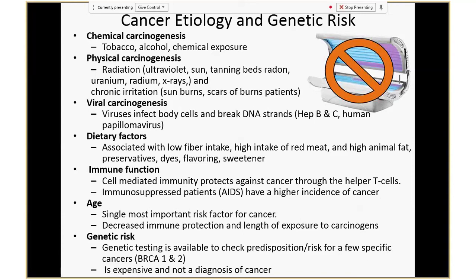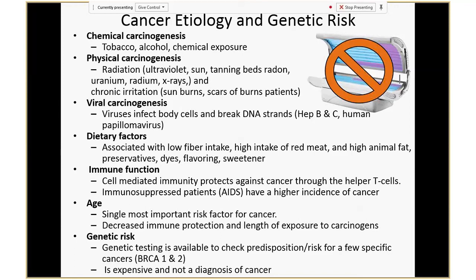Viral carcinogenesis: this just means that viruses in the body can break down your immune system and over time break down your DNA strands, and this can also make you more susceptible to cancer. Hep B and C and the papillomavirus have been shown to cause cancer over a long time because they're breaking down your immune system. Diet, I'm sure you guys have heard of this as well.